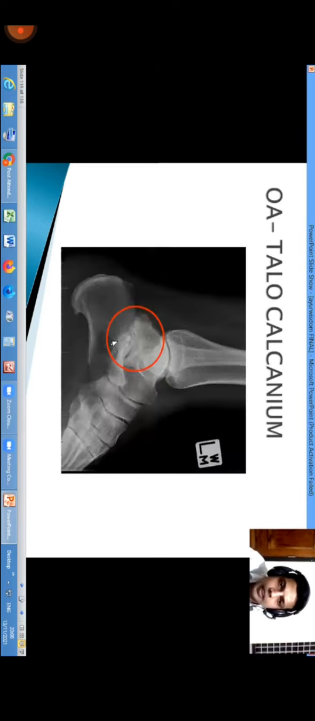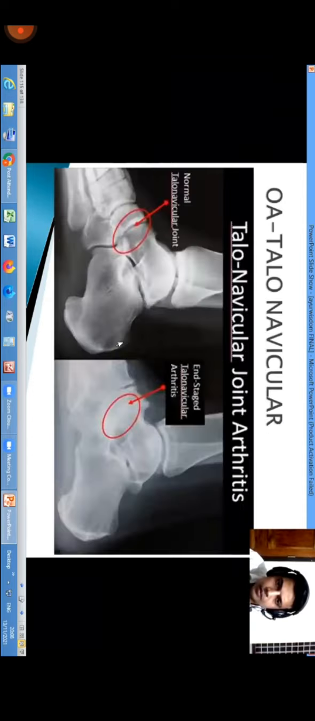And coming to OA of the talocalcaneal joint, here we can see the junction of talus and calcaneum. This is the osteoarthritic region in this X-ray. As we all know, the management is the same as osteoarthritis of other joints, and especially bandaging will help in this case. And OA of the talonavicular joint, here we can see the joint space is collapsed.